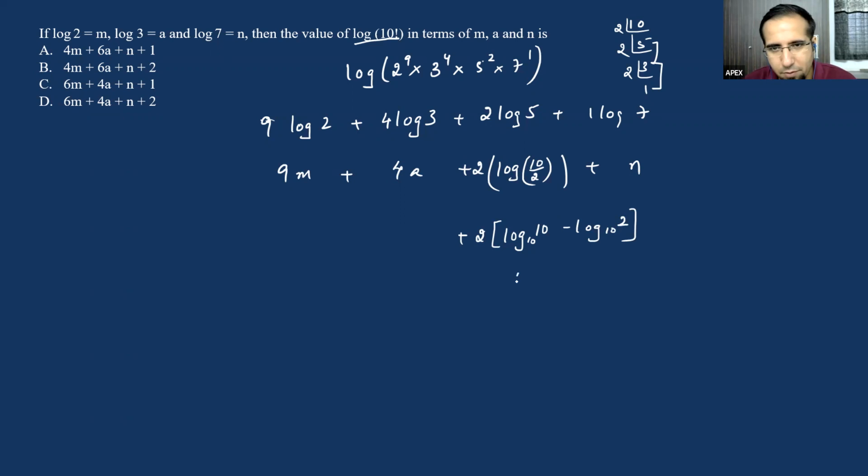Right? So 10 base 10 will be 1, minus 2 base 10 will be m. So 1 minus m into 2. So your final value here becomes 9m plus 4a plus 2.